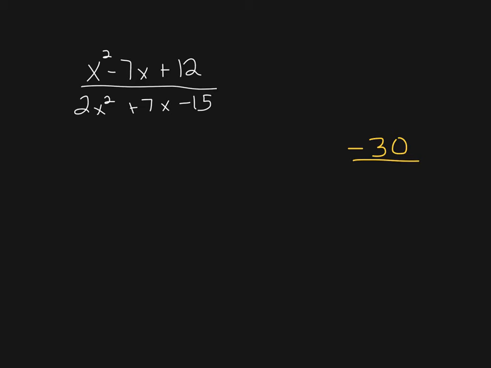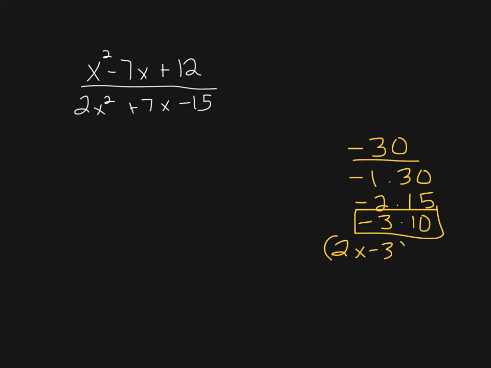Now our signs need to be different, and b is positive, so the larger is positive. So negative 1 times 30. Negative 2 times 15. Negative 3 times 10. That's the one that adds to 7. So we have 2x minus 3 and 2x plus 10. Right here is where we need to divide by 2. So 2x minus 3 and x plus 5.